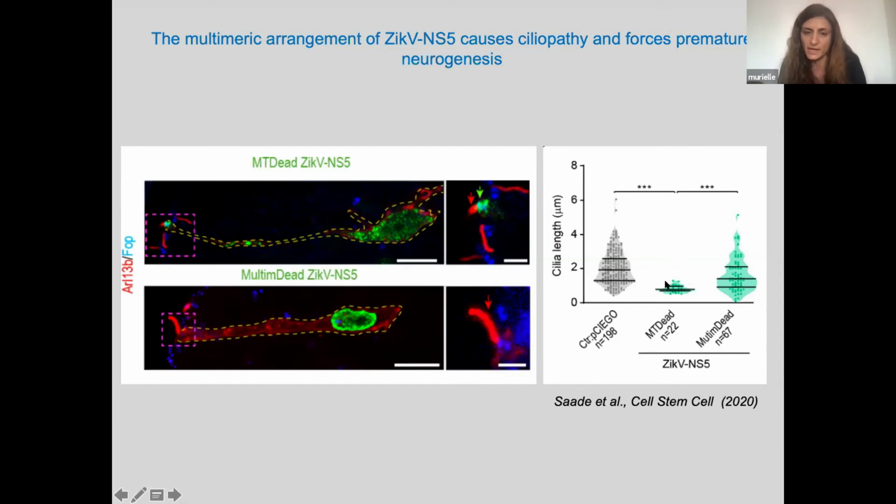And here you can see the quantification. However, when we mimic the oligomerization capacity, the NS5 stays in the nucleus, is not able to go out anymore, and we were able to reconstitute ciliogenesis, as you can see also in the quantification.